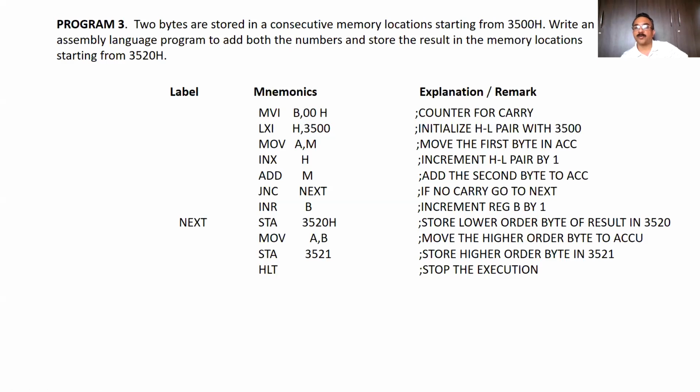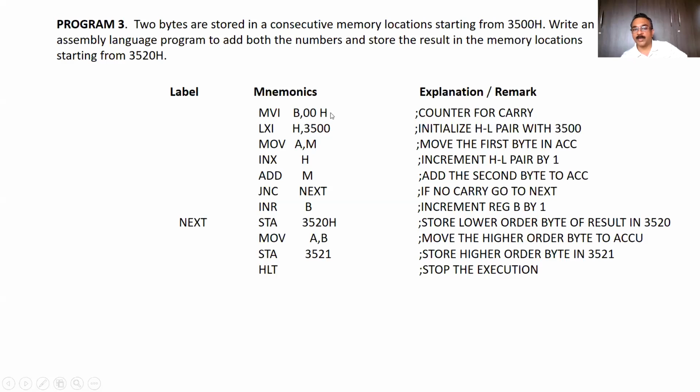And now start your program by using the instruction LXI. Your first byte is in 3500. So LXI H, 3500. Then to this, I want to add the second byte. So first you get that byte to the accumulator by using the instruction MOV A, M. We bring the first byte to the accumulator.